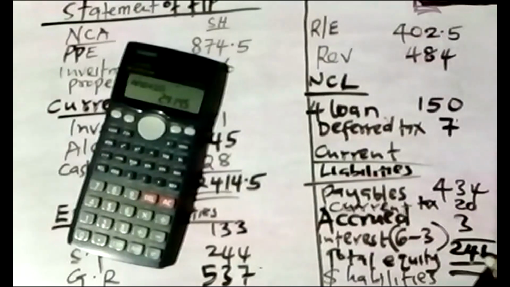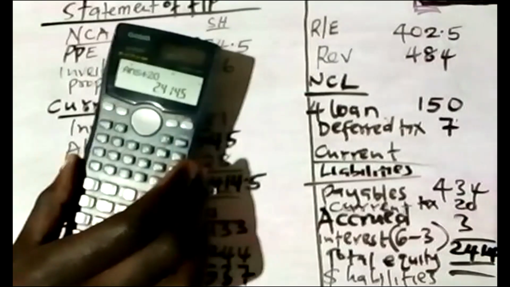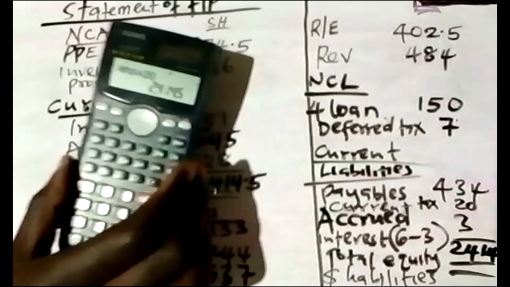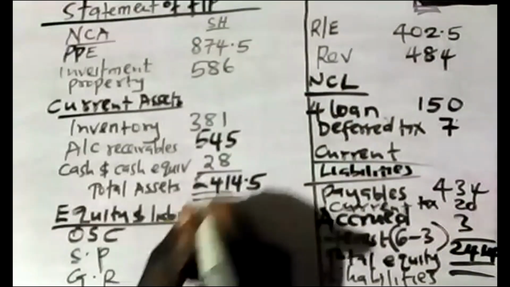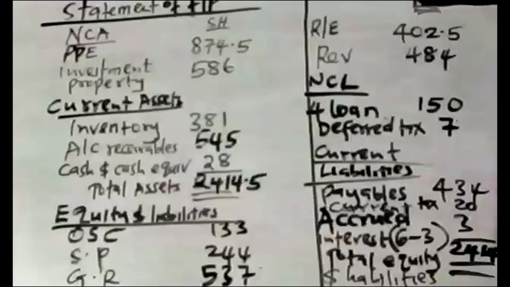So if we add the 20 there, you can see it's becoming 2414.5, the same as for the assets, because the assets here again is 2414.5. So anyway, I think you have the knowledge now of doing any equation concerning published.